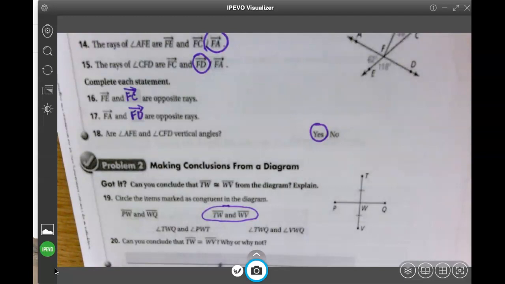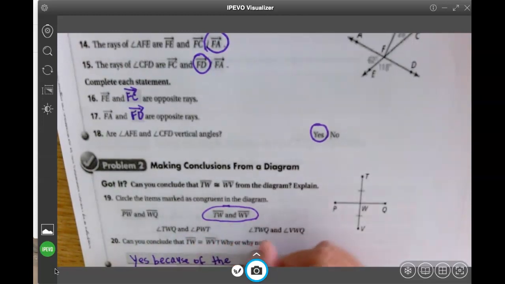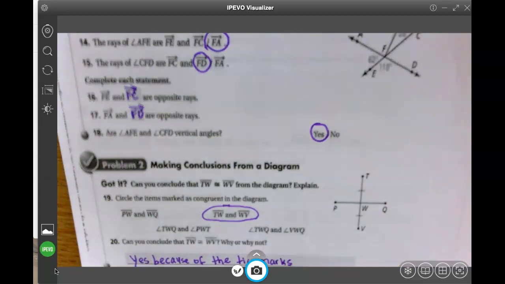Can you conclude that TW is congruent to WV? Yes, you can, because of the tick marks.